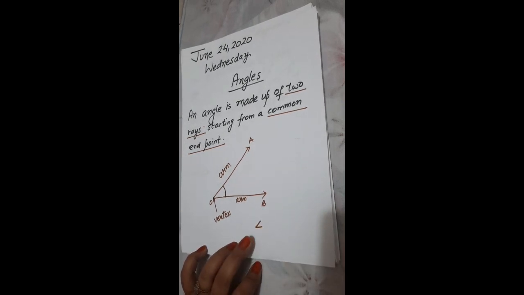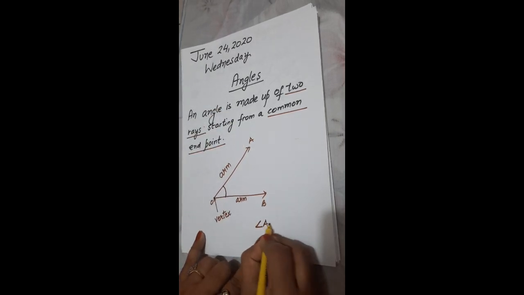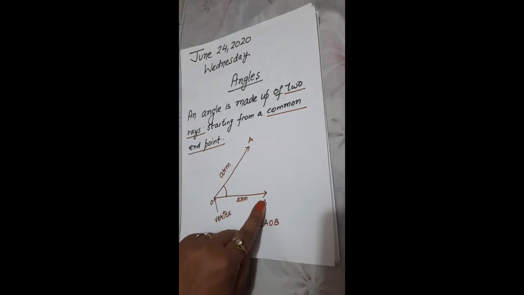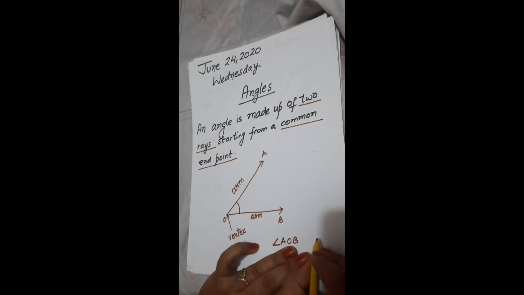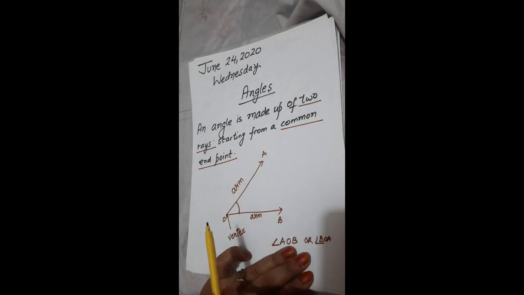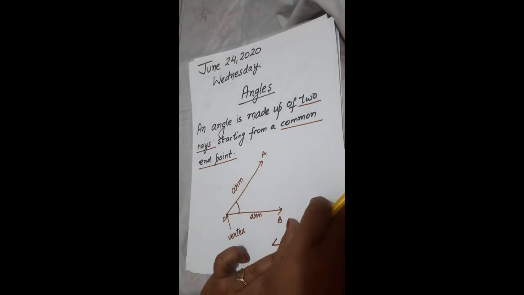This is the symbol of angle, and if I want to write, I will write AOB. Here AOB is the angle. This angle AOB is also written as BOA. Where the angle has been formed, this letter should be in between the others. So I will write either AOB or BOA. So this is an angle made up of two rays starting from a common end point.